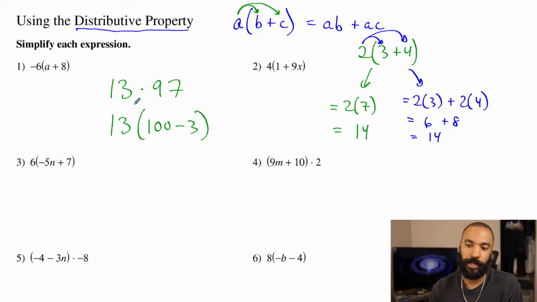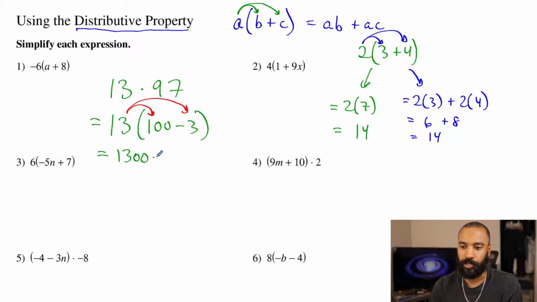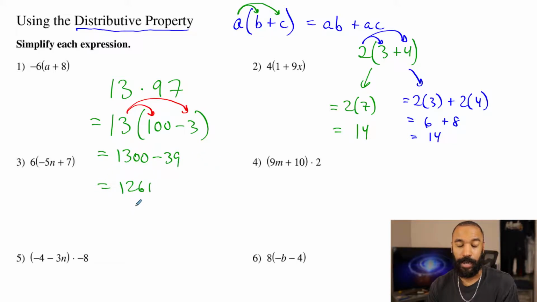13 times 100 is 1300. 13 times 3 is 39. If I do 1300 minus 39, I get 1261. That's the answer. Now I can do that mentally. So can you. It's possible to do those ones mentally, and that's another way of coming up with the idea of distribution. Why combine these like terms when I can't do that as easily as I can do this? I'd rather do 1300 minus 39.